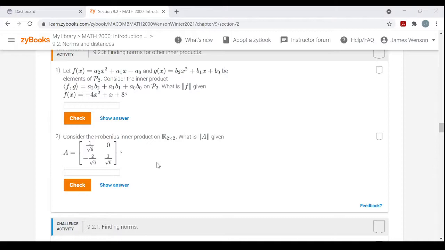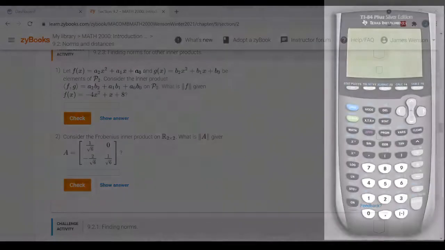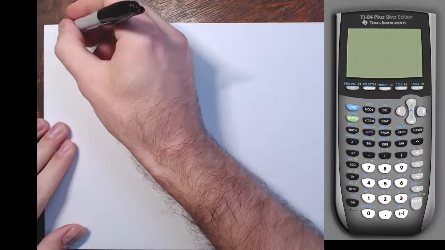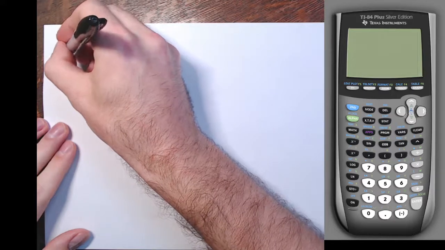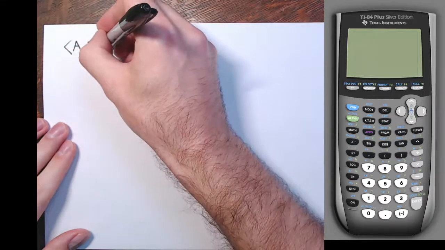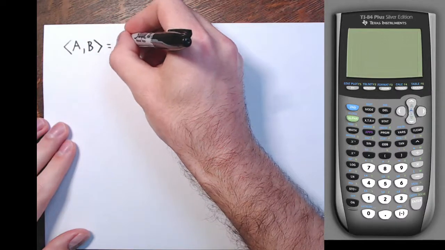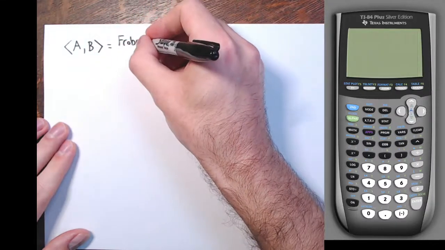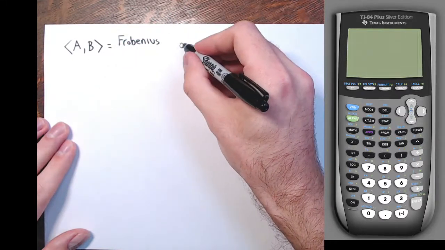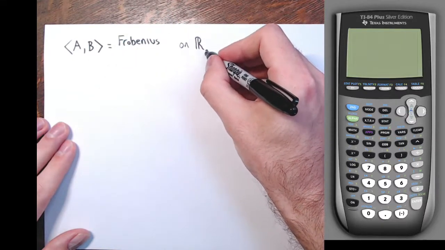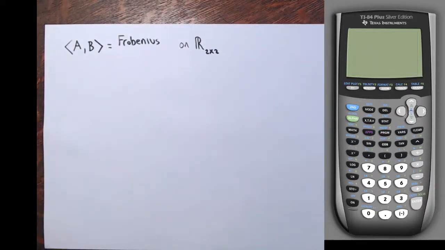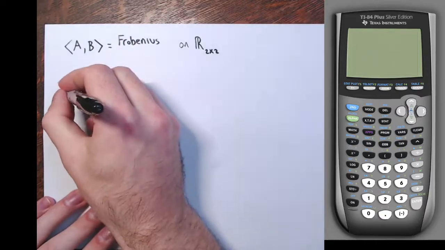All right. So I'll do this on paper as well. I'll keep the calculator up. So, the inner product of two matrices here, say matrix A and B or whatever they are, is that Frobenius. I'll just write Frobenius. And this is the definition of their inner product. And this is on that vector space of 2 by 2 matrices. And they give us a matrix, which is a vector here.